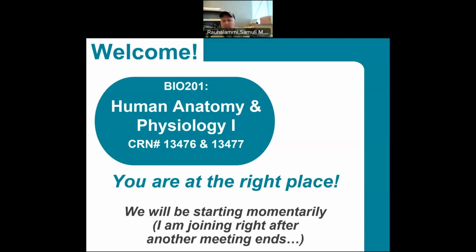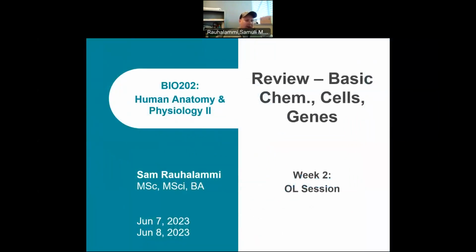So what I had planned for today was for us to have a look at a condensed version of your weekly material for this week. This week we've been looking at a review of basic concepts in chemistry of life, cells, and also a little bit about genetics. All of this should be very familiar material from the classes that were required as a prerequisite for this course.